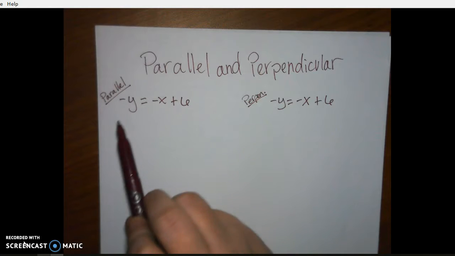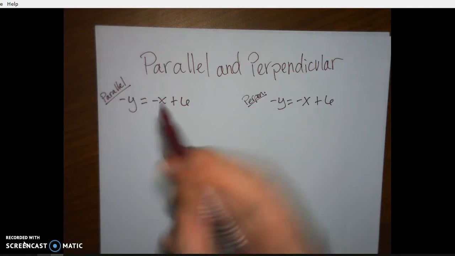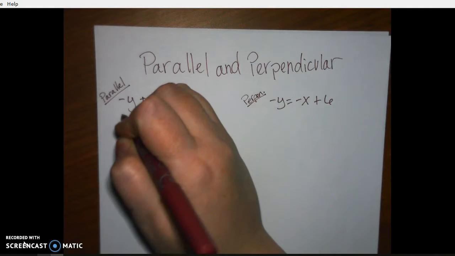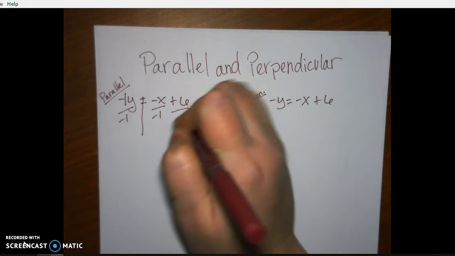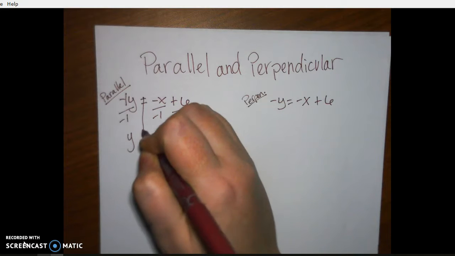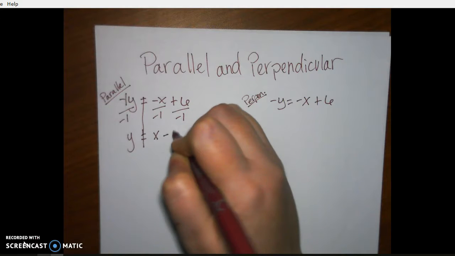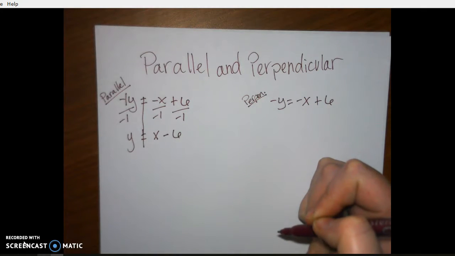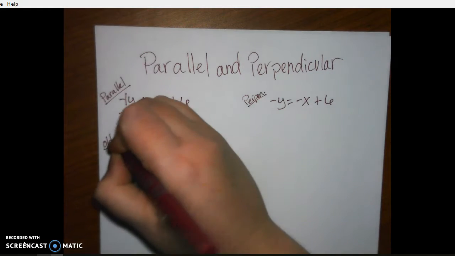So if you wanted to find a line that is parallel to this one, first you have to divide by the -1 because y has to be all by itself. So now you've got y equals x minus 6. This is your old line.